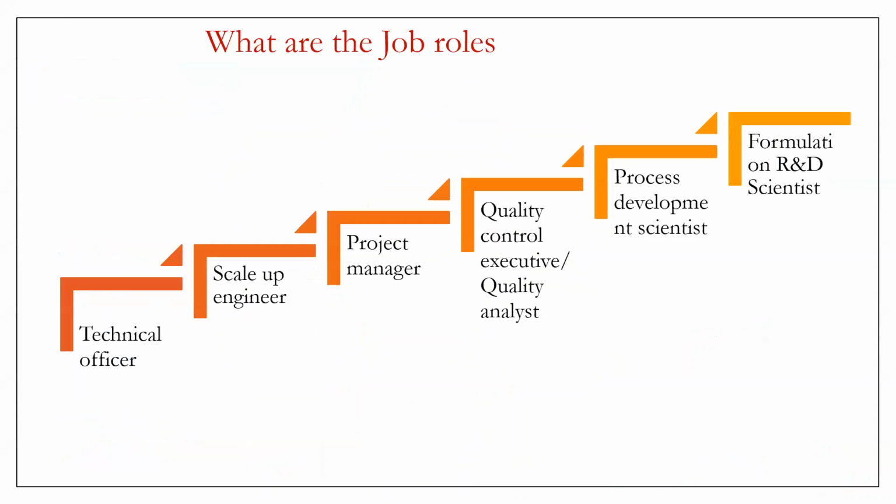Okay. What are the job roles which you will be getting offered in industrial biotechnology? Initially, you can join as a production assistant or an assistant. After that, there can be opportunities like technical officers. Initially, you will not be getting this type of jobs. You will enter, gain experience, and only then will you be offered jobs like technical officer, scale-up engineer, project manager, quality control executive, process development scientist, and formulation R&D scientist. So this all will depend upon your qualifications.